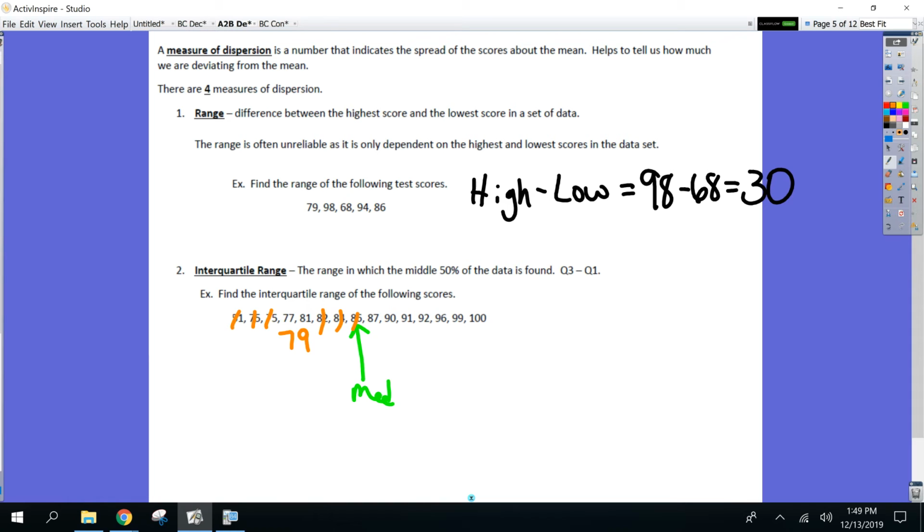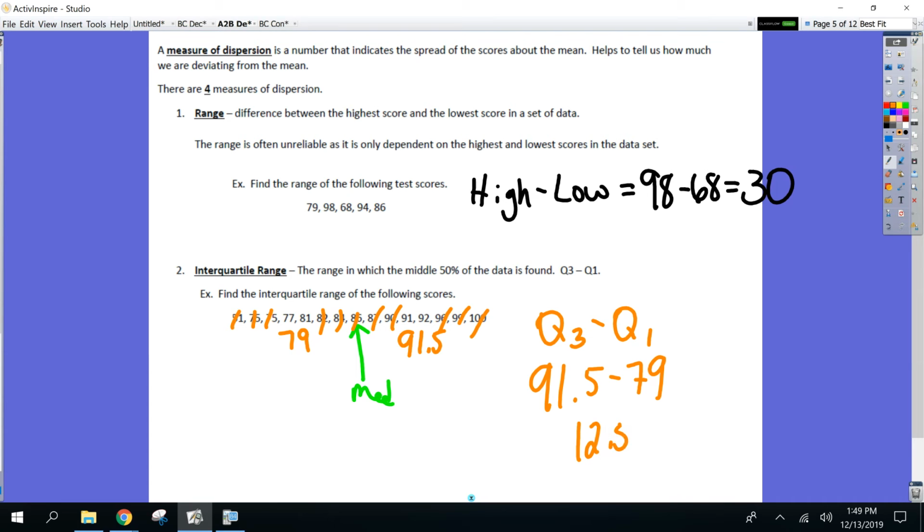And what about the upper half up here? What do we end up with here? 91.5. So the interquartile range, 91.5 minus 79. End up with 12.5 is your interquartile range. I abbreviated it IQR, interquartile range.